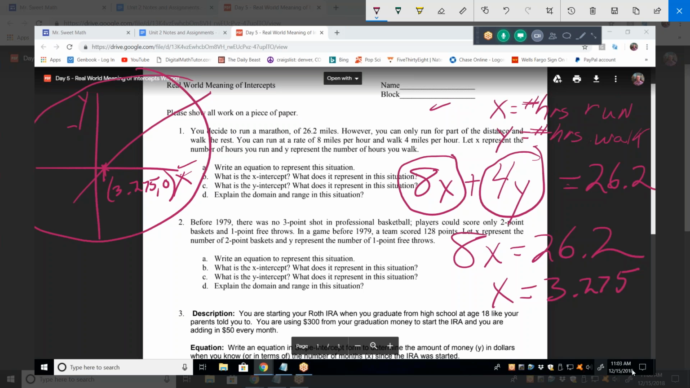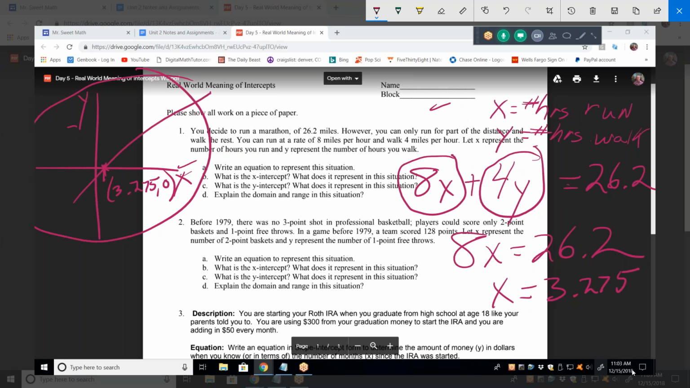The hours run. Well, remember that y is the hours that you walk. X is the hours that you run. We're basically saying y is going to be 0, so you're not going to walk any hours. So that means if you ran the entire race, you'd finish it in 3.275 hours.